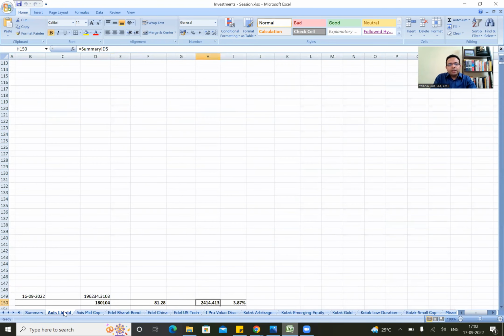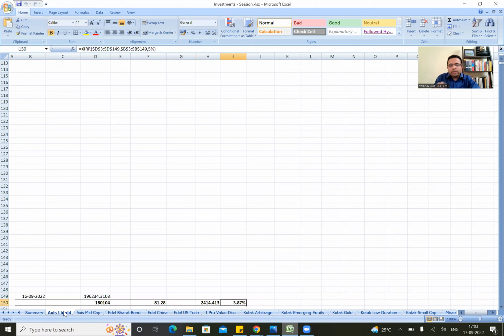This is a hard code number. And this goes as a formula. This equals Summary, just keep a tab on the formula bar above. This number has been pulled from the summary tab. And finally, this number 196,234 is nothing but the latest NAV multiplied by the number of units. So today my 180,104 has become 196,234.